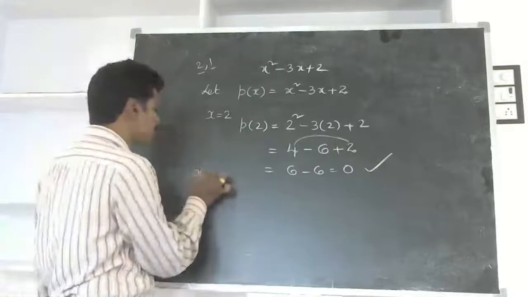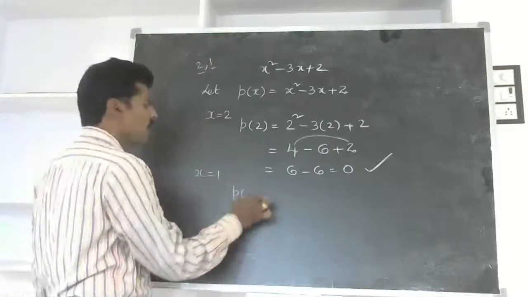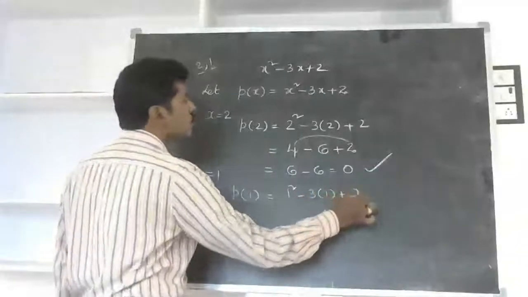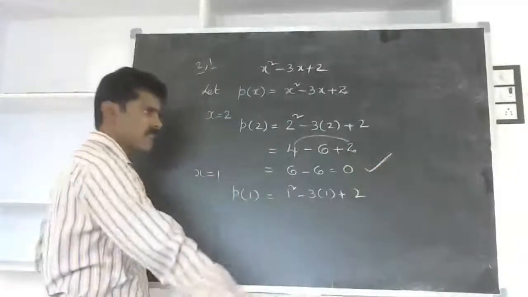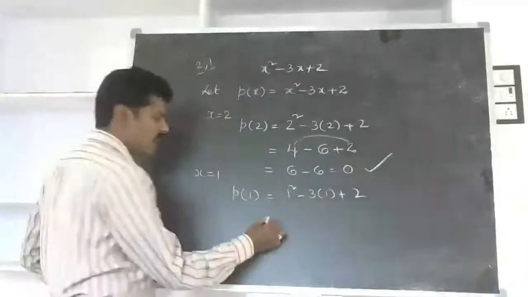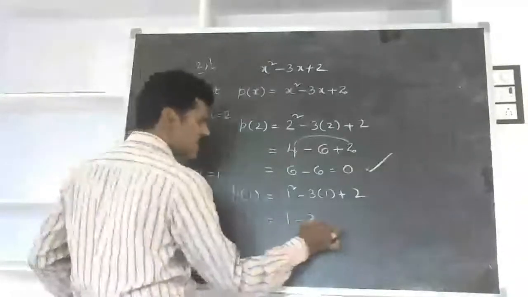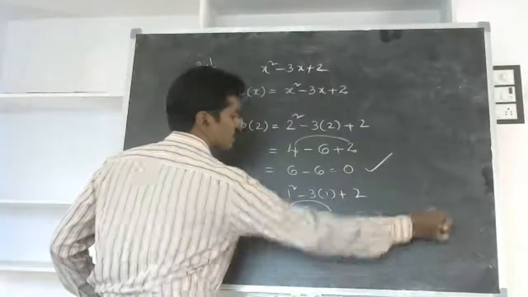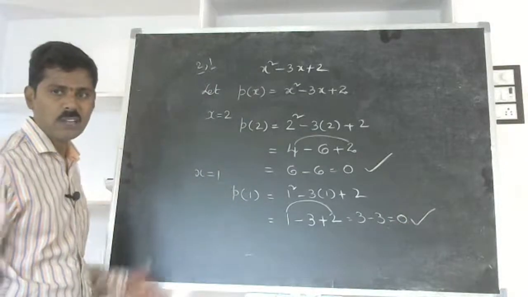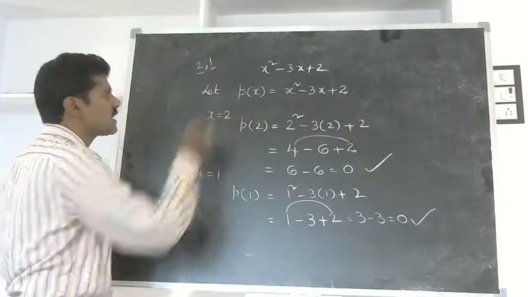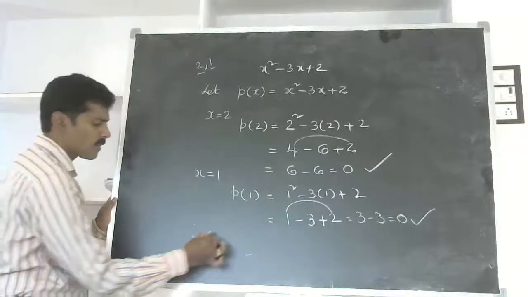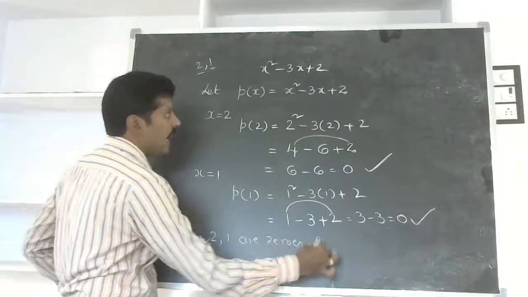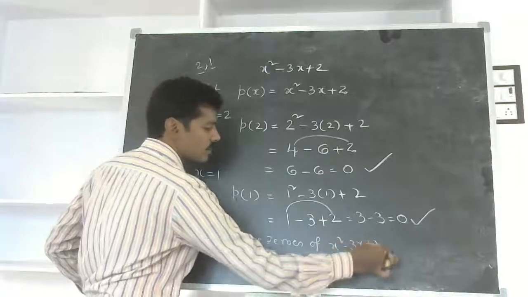And similarly, I have to keep x is equal to 1. Then I will get p of 1 equals 1 square minus 3 into 1 plus 2. In the place of x only, we have to keep 1. So there I will get 1 square is 1, minus 3 plus 2. 1 plus 2 is 3, 3 minus 3 is 0. So verified. Therefore I can say, and I finally have to mention, that 2 and 1 are zeros of x square minus 3x plus 2.